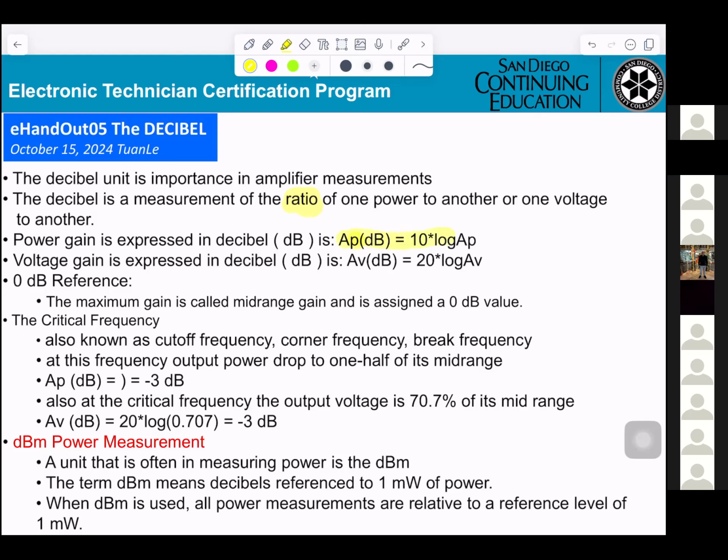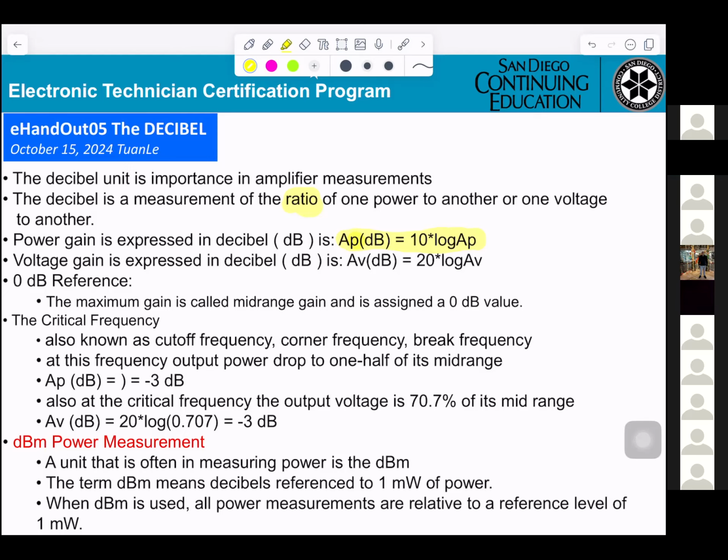In this formula, AP dB equals 10 times log of AP. Remember, AP, A means the gain, P means power. That means AP equals P out divided by P in. Okay?